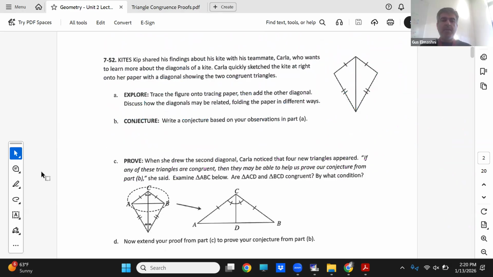752. Here we go. So kites. Kip shared his findings with his teammates. Carla, who wants to learn more about diagonals of a kite, quickly sketched the kite at the right onto her paper with the diagonal showing the two congruent triangles. Add the other diagonal, and fold the paper in different ways. Write a conjecture based on that.